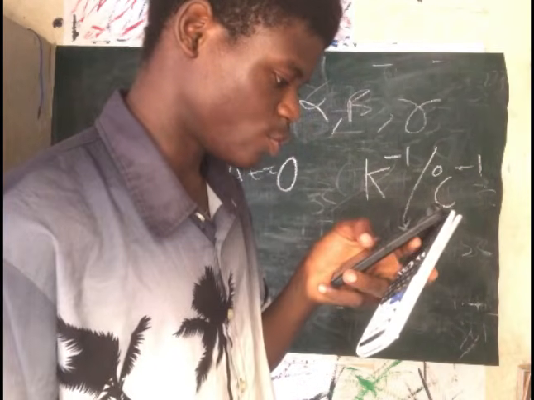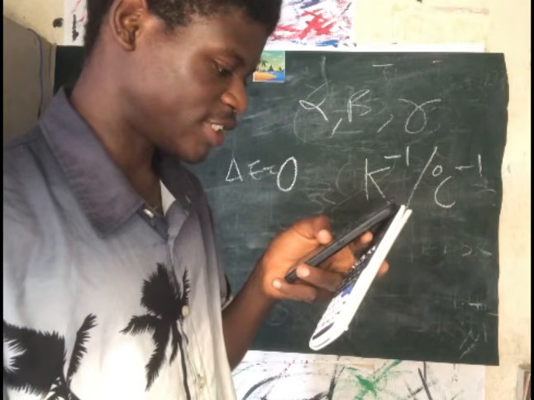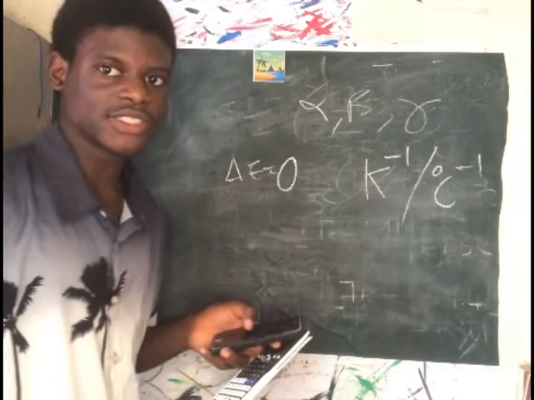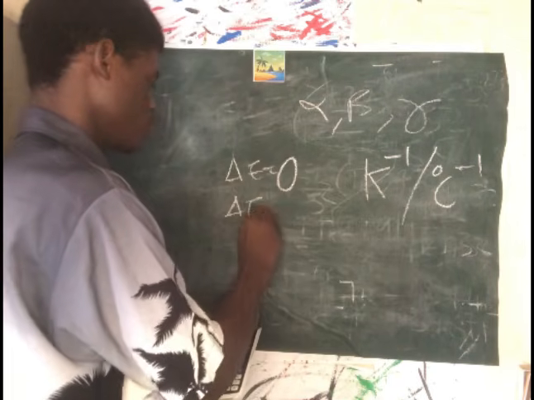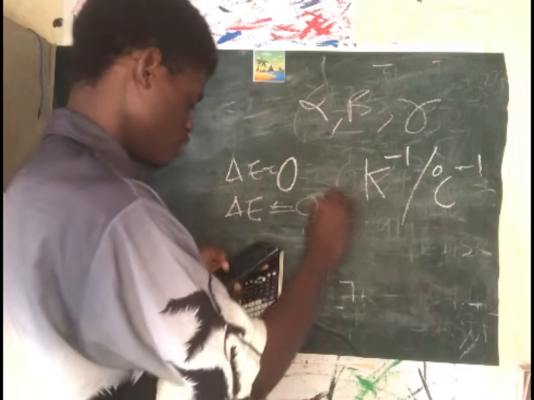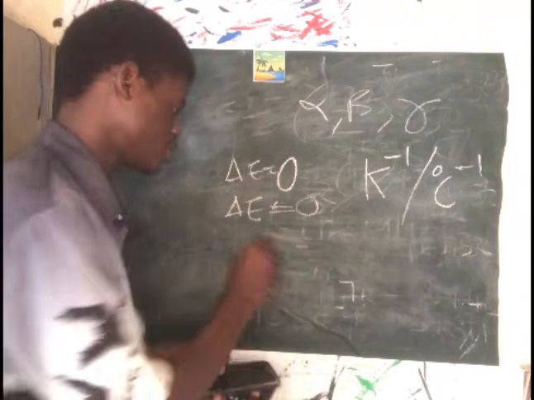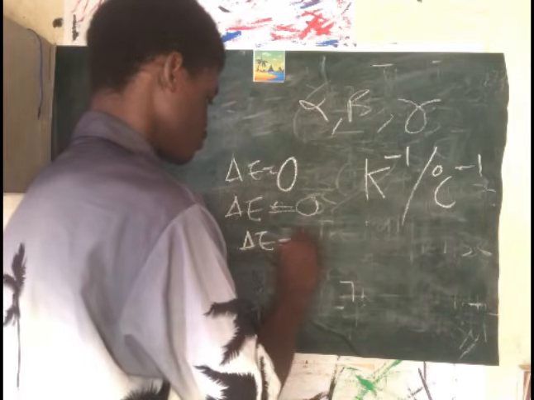So they are asking us which one has a change in internal energy. In adiabatic, there is a change in internal energy. In isothermal, the change in internal energy is 0. In a cyclic process, the change in internal energy is also 0.